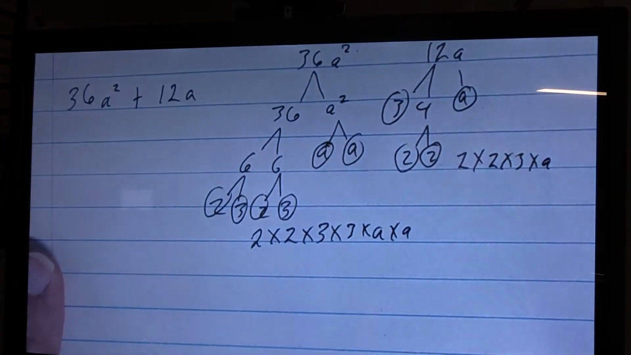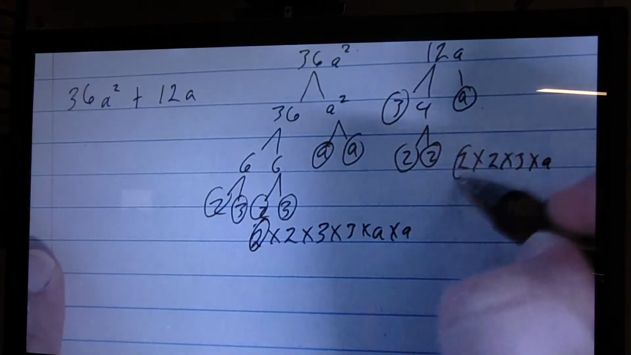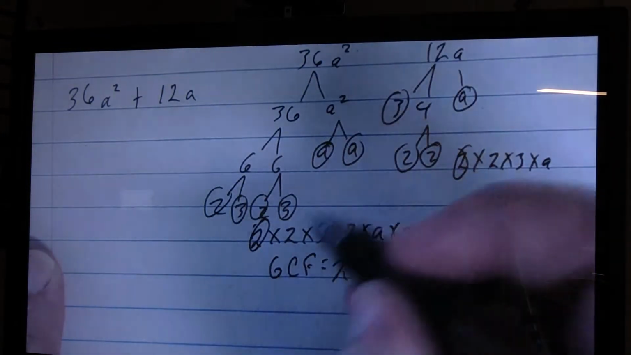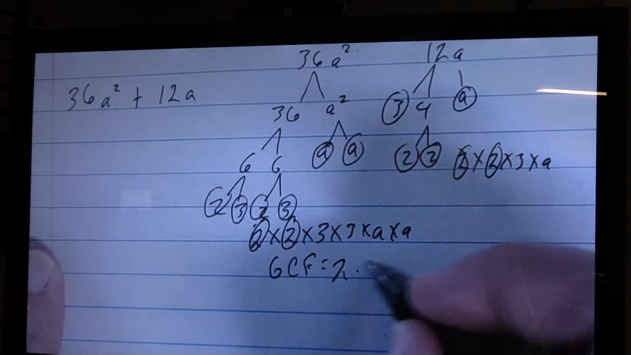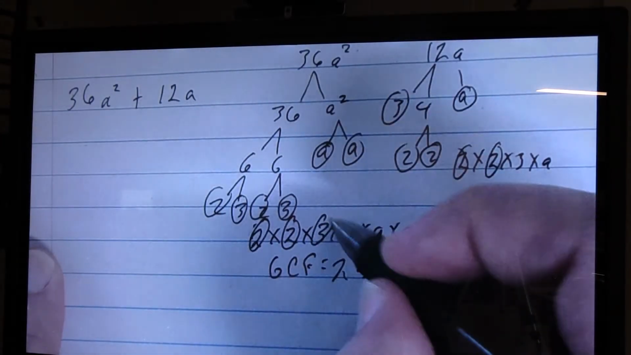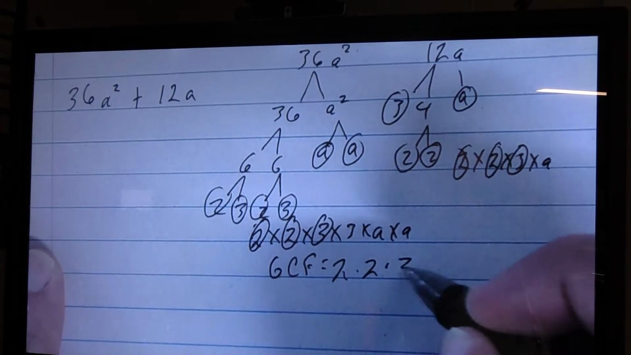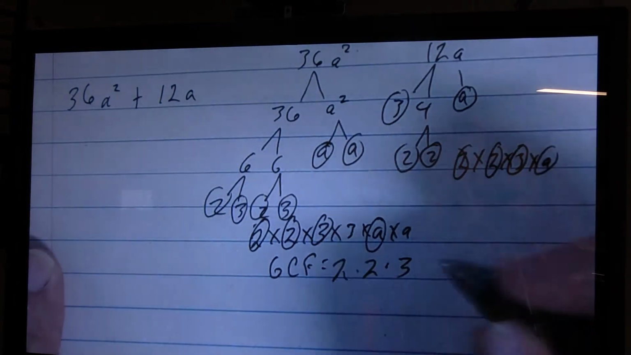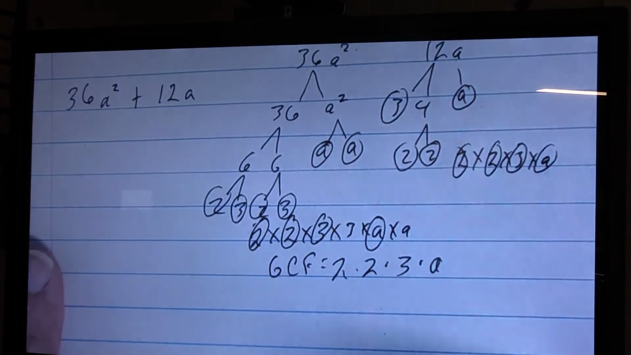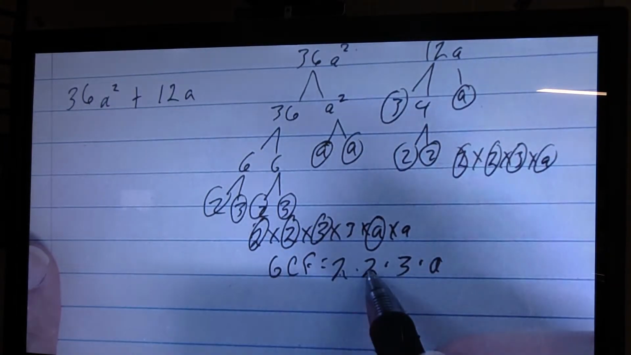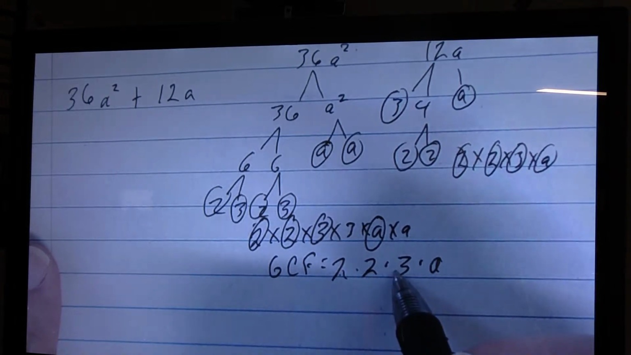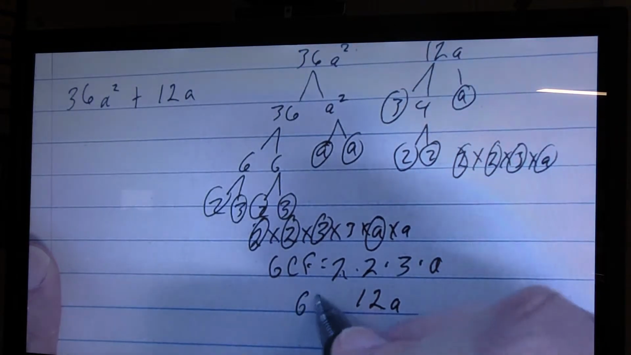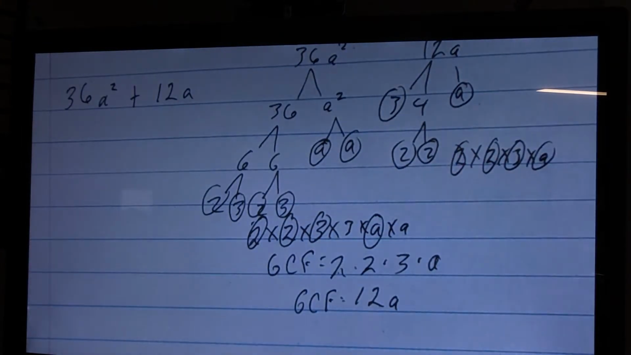And then if I focused on what they have in common, here's the 2 and here's the 2. So that would be 2. I'm going to put GCF here. And then here's the 2 and here's the 2. And here's the 3, here's the 3. And we don't have any more 3's in common. Here's an a, here's an a. And here's a, but we don't have any more a's in common. So 2 times 2 would be 4. 4 times 3 would be 12. 12 times a would be 12a. So our greatest common factor would be 12a.